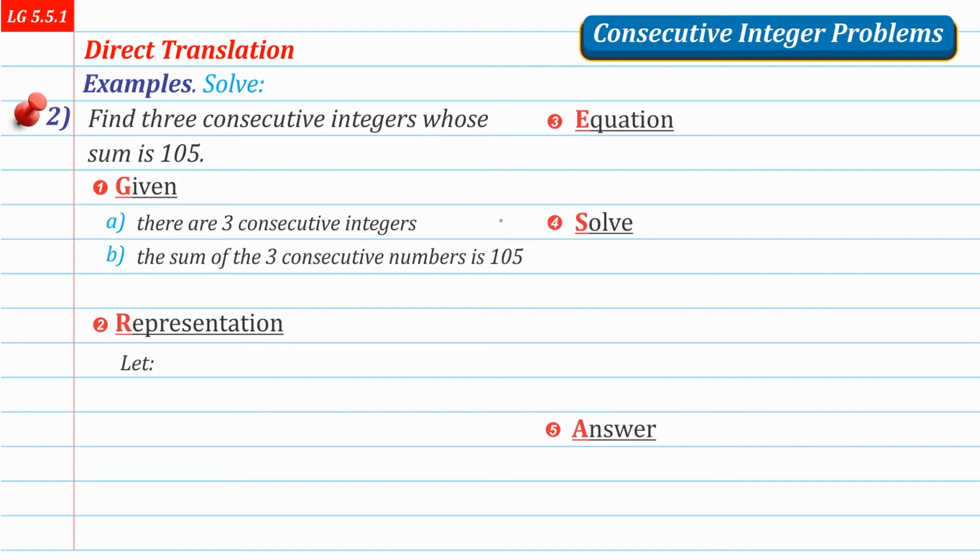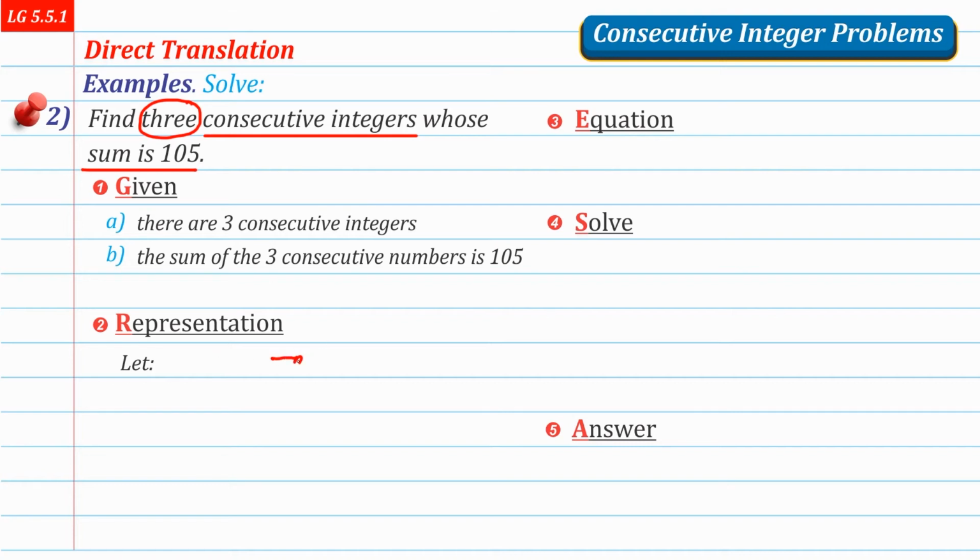Given: consecutive integers. Take note, just 3. The sum is 105. Let's see the representation: 3 consecutive integers.